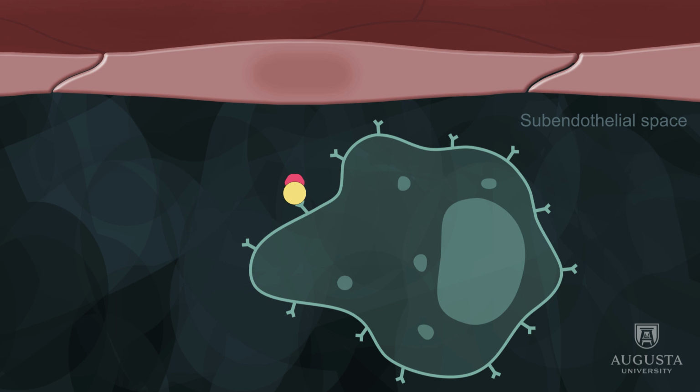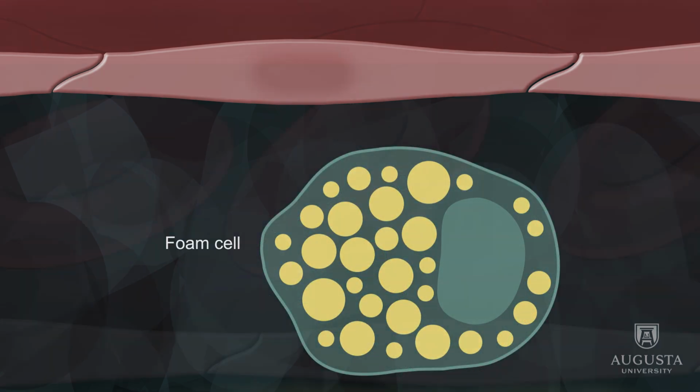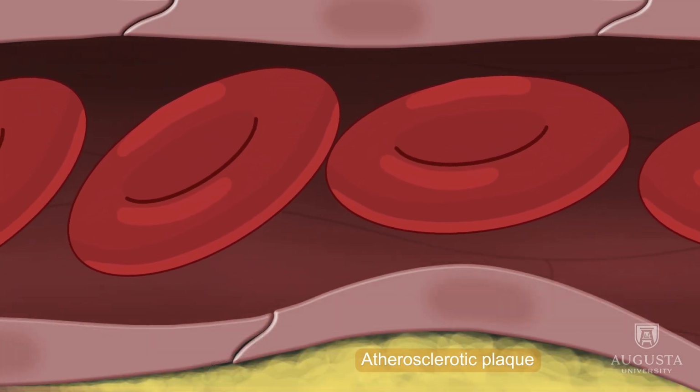They express a different class of receptors called scavenger receptors, whose expression is not regulated by cellular cholesterol levels. Gradually, as macrophages internalize more and more oxidized LDL particles, they transform into cholesterol-laden foam cells, leading to the buildup of atherosclerotic plaques.